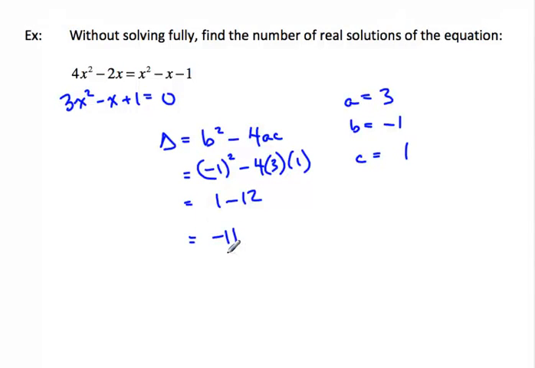So the discriminant, what would go under the square root sign in the quadratic formula, is negative. That means that I'm not going to be able to take the square root of that and get a real number answer. Therefore, there are no real solutions to this quadratic equation. And that's because the discriminant is less than 0. If I evaluated this and found that the discriminant was 0, I would have one solution. And if I found that the discriminant was greater than 0, I would have two real solutions.